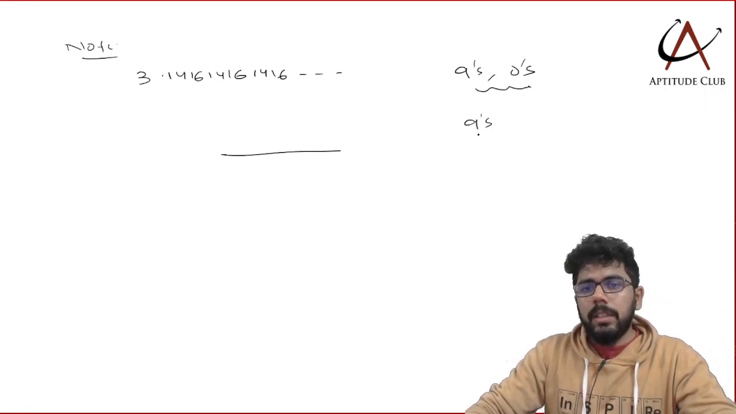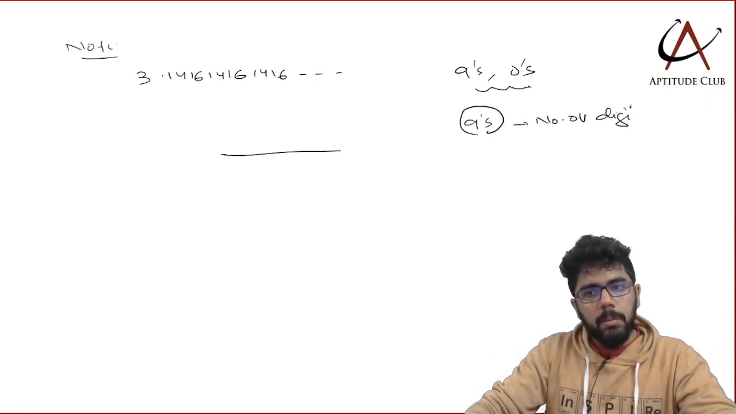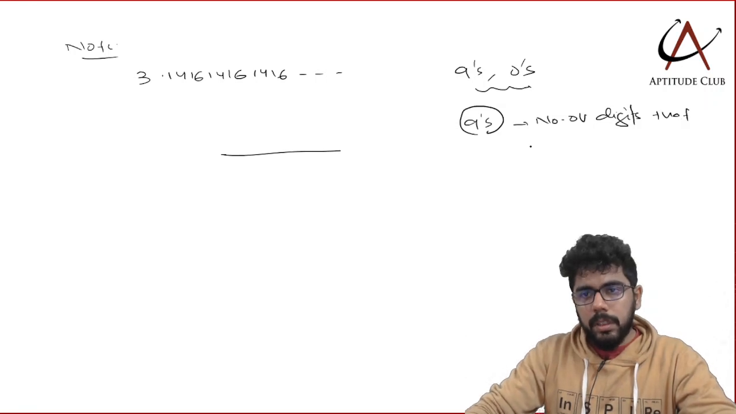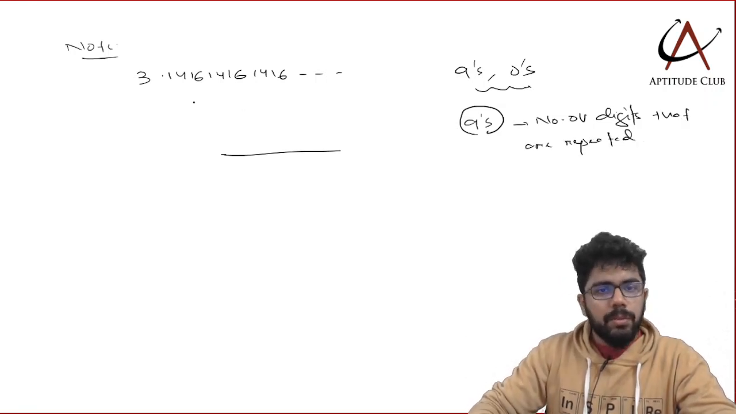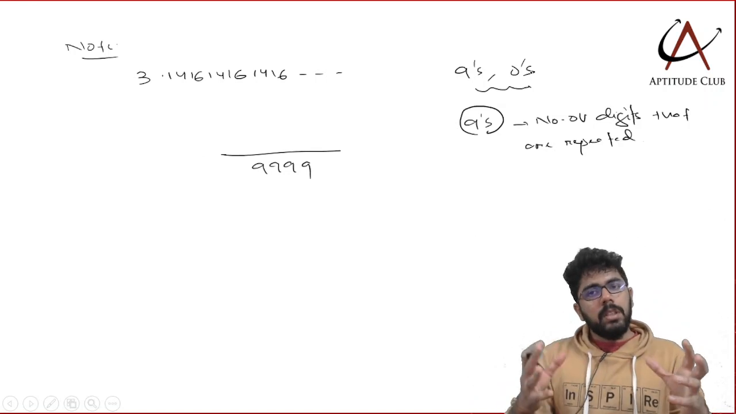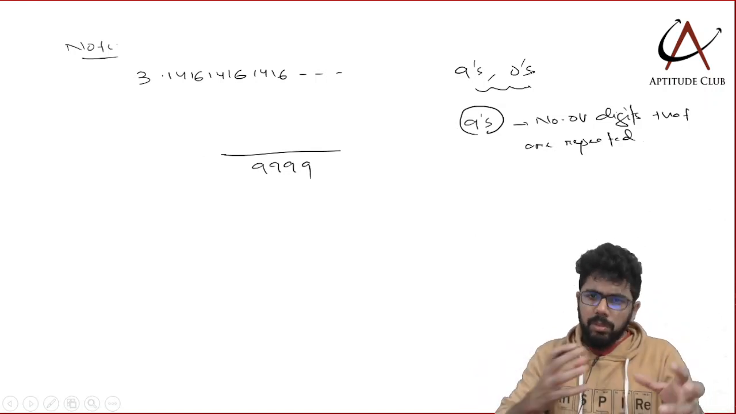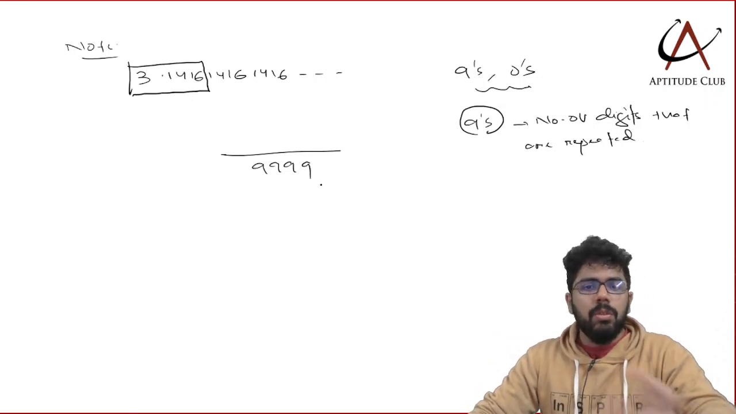Now number of nines will depend on the number of digits that are repeated. जितने digits repeat हो रहे होंगे उतने nines. So here 4 digits are repeated, so I'll have 4 nines. And you will get zeros if the repetition does not start immediately. तो यहाँ पे repetition कुछ digits के बाद start हो रहा है. So no zeros in the denominator.